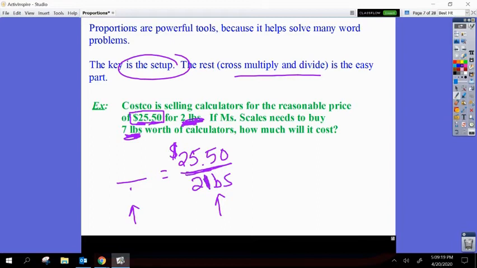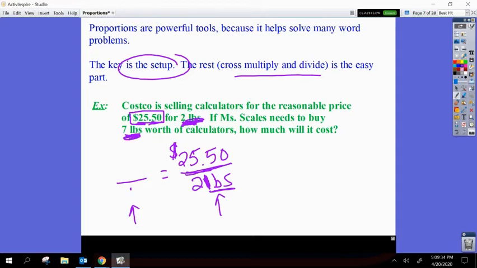Be careful. Don't think that's a 21. It's 2 pounds, by putting 2550 along with the 2. If I put the 2 here, I know what you're thinking. You might think, well, I'm going to cross multiply them. No, we're just setting up right now. 2550 attaches to the 2.